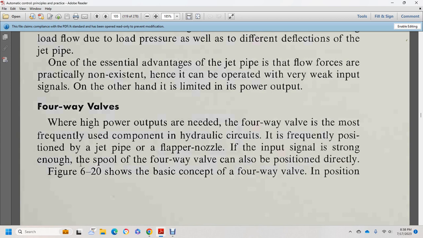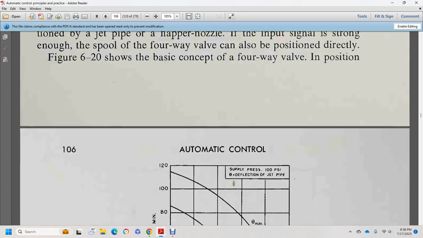When higher power output is needed, the four-way valve is the most frequently used component in the hydraulic servo. It is frequently positioned with the jet pipe or the flapper nozzle, where the input signal is strong enough for the spool of the four-way valve to be positioned directly. Figure 6 drawing shows the basic concept of the four-way valve in position.